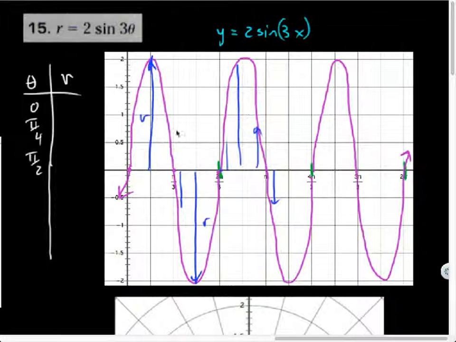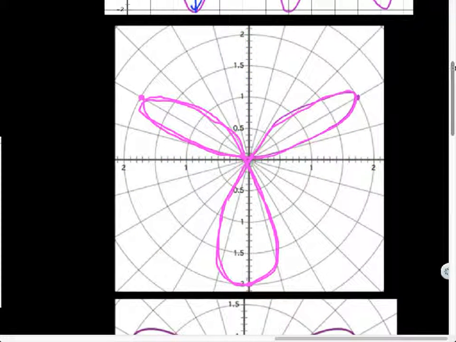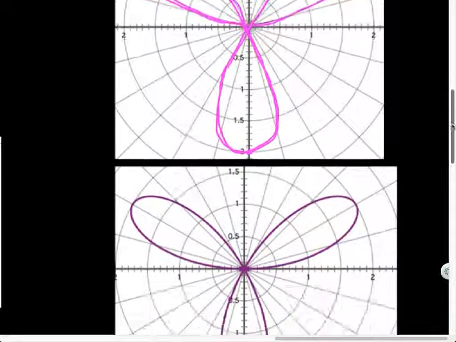So that's the idea. You can make a table of values. I like kind of visually thinking about it. We're not being super accurate necessarily, but it's interesting that you can get all these crazy loop-de-loops and twirls and whatever and flowers.